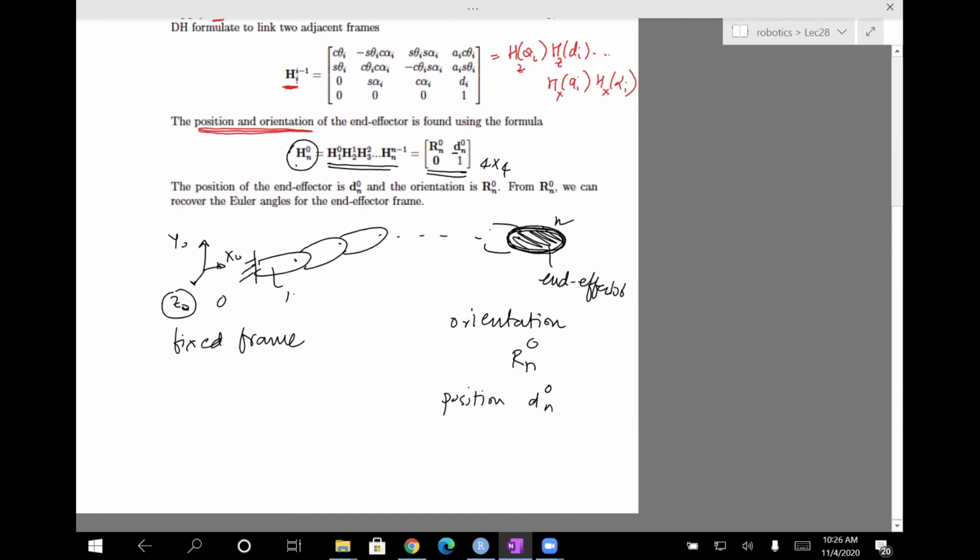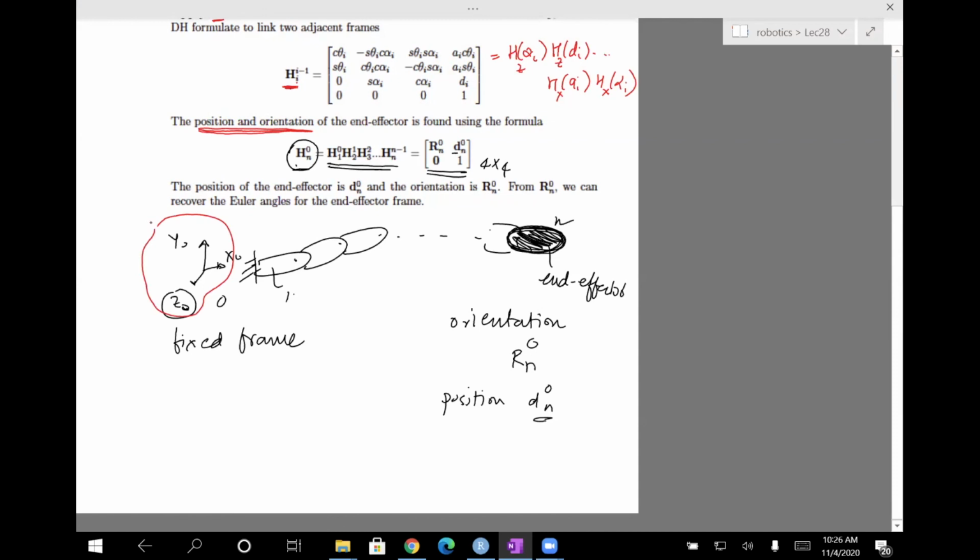So all you got to do is actually just read off this H matrix. The 3 by 3 matrix for the rotation is the orientation, and then the vector for the last column is going to be the translation, and that is telling you how the end effector is oriented with respect to the fixed frame, which is this frame.